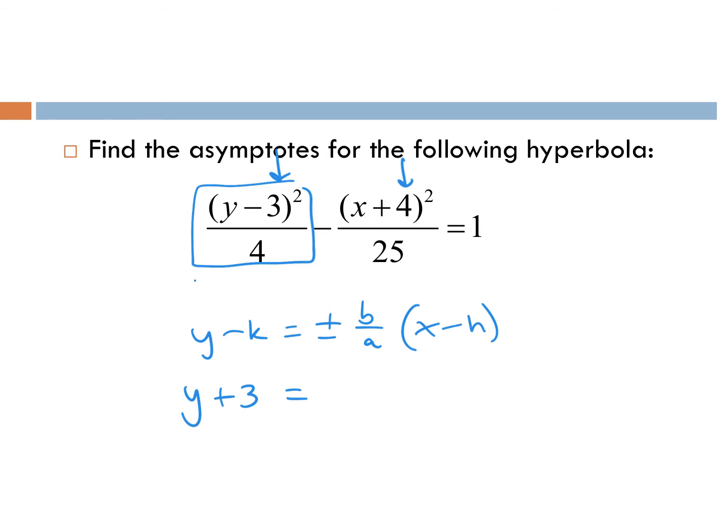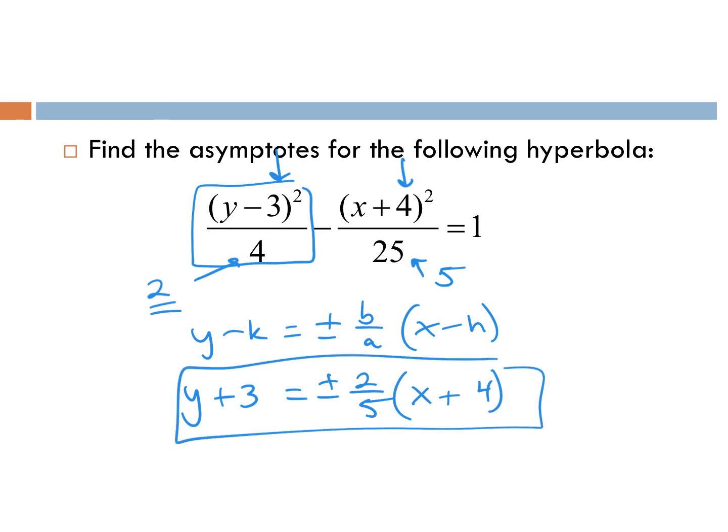So here, since the square root of 4 ends up being 2, and the square root of 25 ends up being 5, the number below y is always on top, so it's going to be plus or minus 2 over 5, and then it'd be x minus 4 in parentheses, because then it's at a negative 4, right? It's going to be plus 4, sorry. So then these would be the equations of your asymptotes. So one would be positive 2/5 times x plus 4, and then you have the y plus 3 equals, and the other one would obviously be the negative 2/5 times x plus 4.